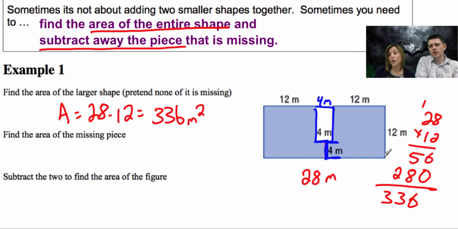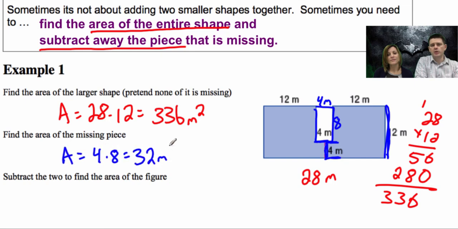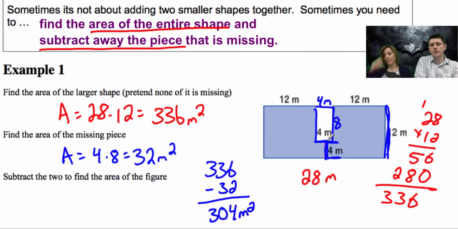Entire height is 12. So to find that height of the rectangle, 12 minus 4 would be 8. Because 4 plus 8 gives us that whole length of 12. So for our missing piece, we're going to do 4 times 8, which is 32 meters squared. And then our last step is, since this is missing, somebody took it away from our shape, we're going to subtract away its area. And we get 304 meters squared. So we found the area of the whole shape minus the missing piece.